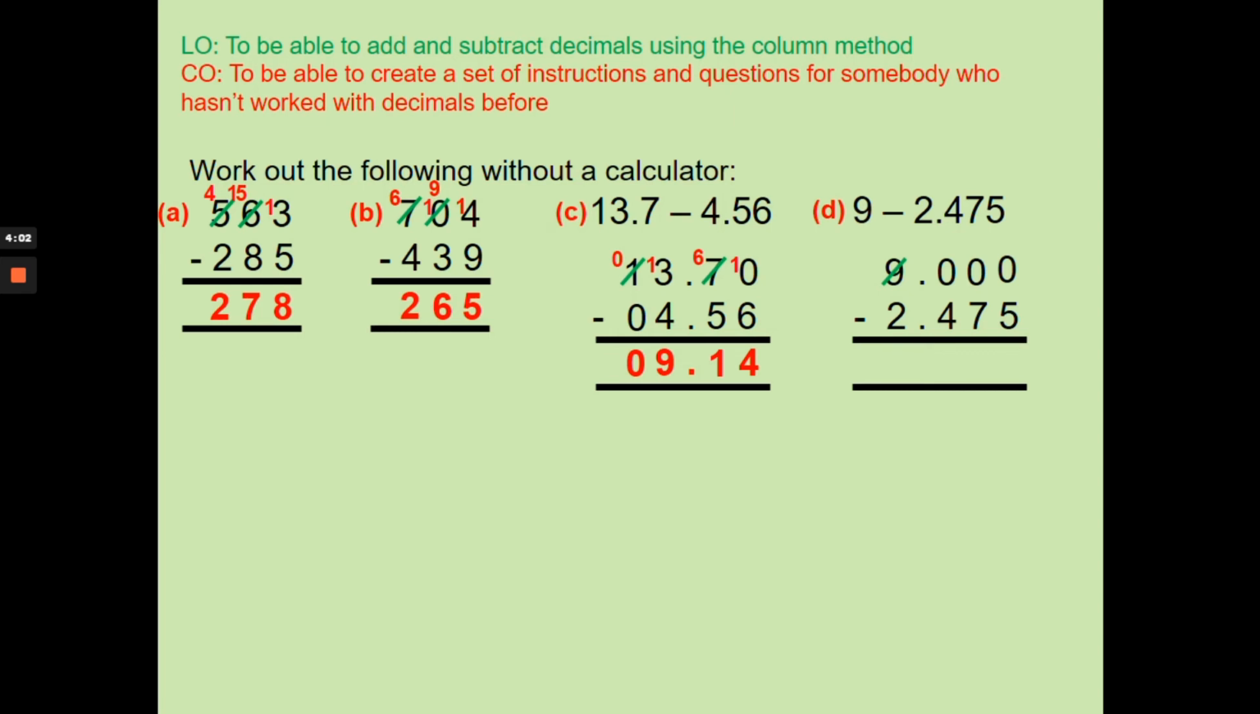So 0 take away 5 we can't do. So that means we need to borrow from the very end. So that becomes an 8. The 1 moves down. That becomes a 9. The 1 moves down. That becomes another 9. And the 1 moves down. And there we've got 10 take away 5 which equals 5. Next column over we've got 9 take away 7 which equals 2. The third column we've got 9 take away 4 which equals 5. And then the last column we've got 8 take away 2 which equals 6. And don't forget to put the decimal point in.